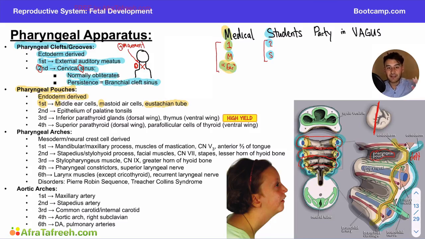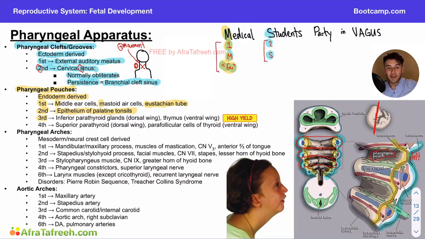So you'll see that this first pouch is heavy in the M's and also in the ears. Our second pouch is going to create the epithelium of our palatine tonsils. This is a little bit lower yield, but it's still something that you should memorize. But the real heavy hitting points are going to come in our next two pouches, the third and the fourth.